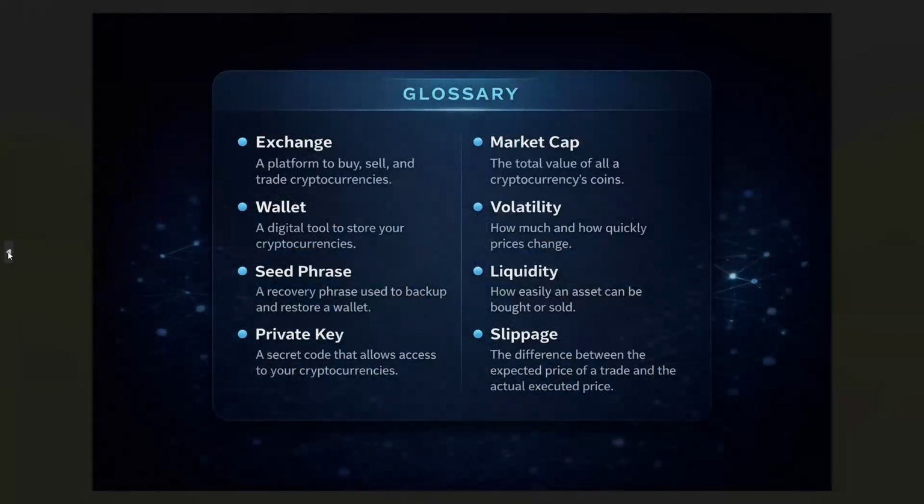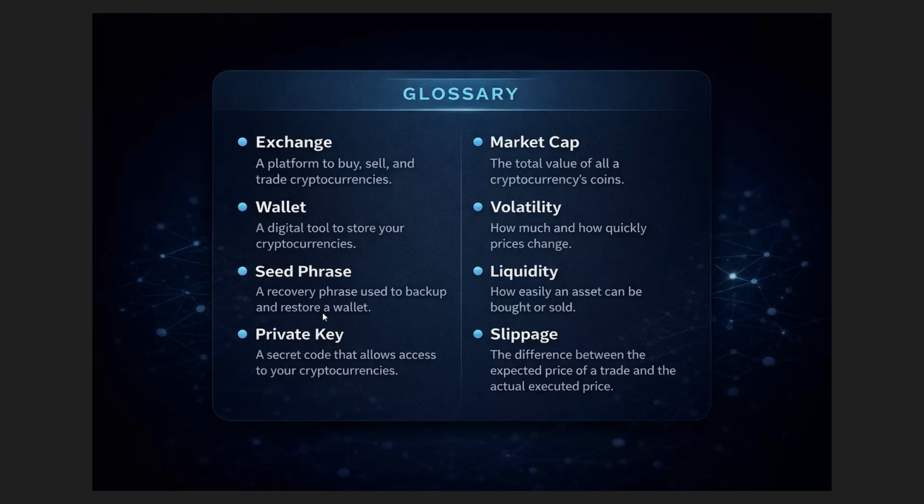Let's dive into some key terminology you must know. We'll start with exchange. An exchange is a platform to buy, sell, and trade cryptocurrencies. We move on to wallet, a digital tool to store your cryptocurrencies. Then we jump over to seed phrase, a recovery phrase used to back up and restore a wallet. Then we talk about private key, a security code that allows access to your cryptocurrencies.